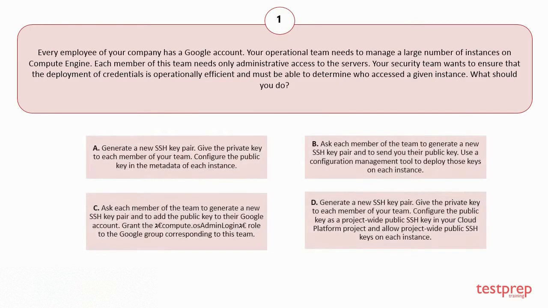Your options are: A. Generate a new SSH key pair. Give the private key to each member of your team. Configure the public key and the metadata of each instance. B. Ask each member of the team to generate a new SSH key pair and to send you their public key. Use a configuration management tool to deploy those keys on each instance. C. Ask each member of the team to generate a new SSH key pair and to add the public key to their Google account. Grant the following role to the Google group corresponding to this team.